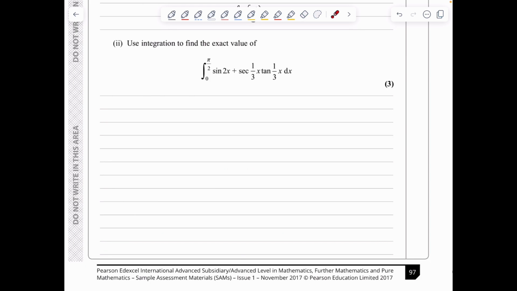In part II, we need to use integration to find the exact value of the integral of sin 2x plus sec(x over 3) tan(x over 3) dx from 0 up to pi over 2. Obviously, we are in radians because any integral is always in radians. It's never in degrees. So we know that the integral of sine is negative cos, and I also need to divide by the derivative of 2x.